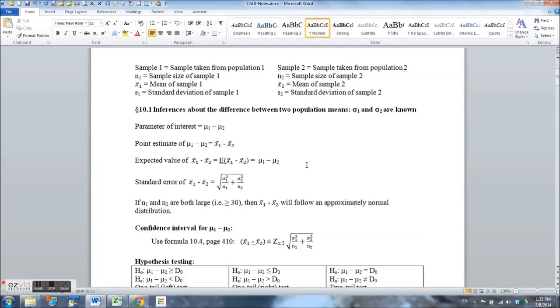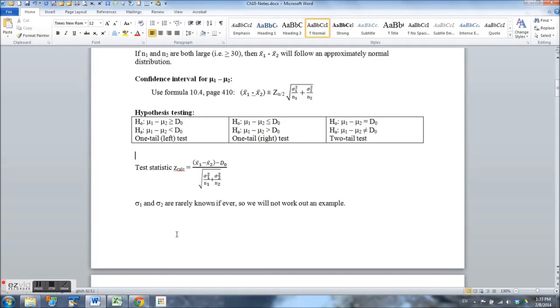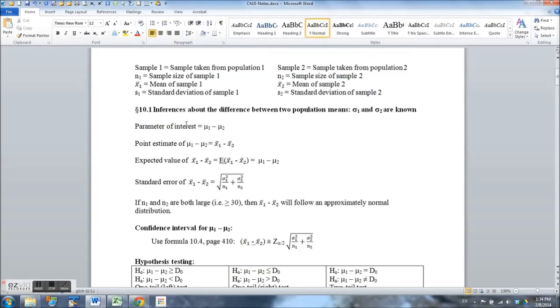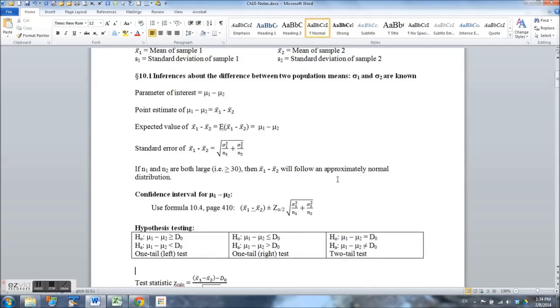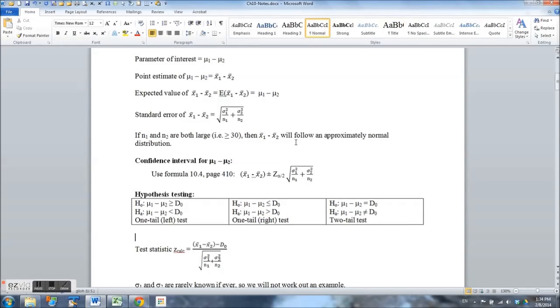So if sigma sub 1 and sigma sub 2 are not known, then we have to estimate sigma sub 1 and sigma sub 2 with s sub 1 and s sub 2 and replace the sigmas with the sample standard deviations. When we do that, we can no longer use the z distribution. So that we will discuss in the next section. We're not going to do any numerical examples for the case when sigma sub 1 and sigma sub 2 are known, because that is rarely if ever the case, and the reason why we went over this is to lay the foundation upon which, for the case when sigmas are not known, we can develop the confidence interval and the hypothesis tests.